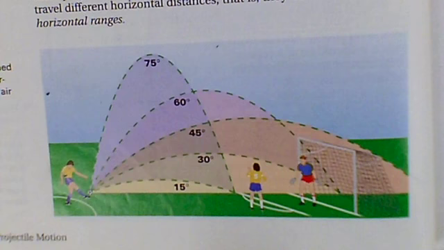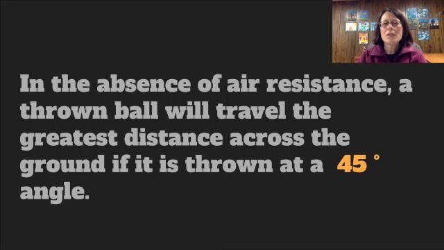So remember that, you soccer players. The big takeaway from this figure is that in the absence of air resistance, a thrown ball will travel the greatest distance across the ground if it is thrown at a 45-degree angle. So remember this, you athletes. If you want it to go the farthest, throw it at a 45-degree angle, or if you're a soccer player, kick the ball at a 45-degree angle, or even in a kickball game.